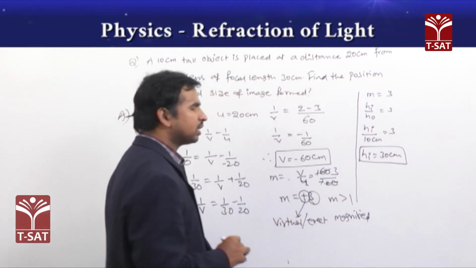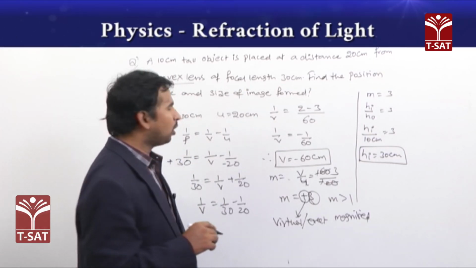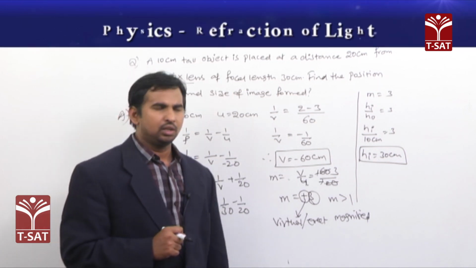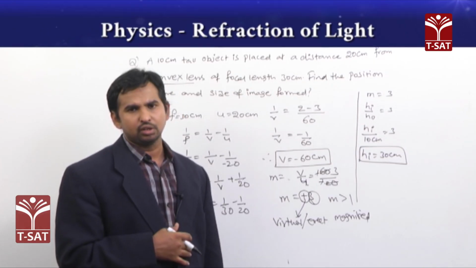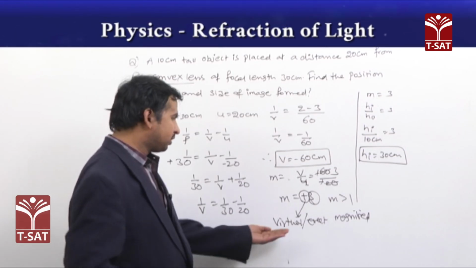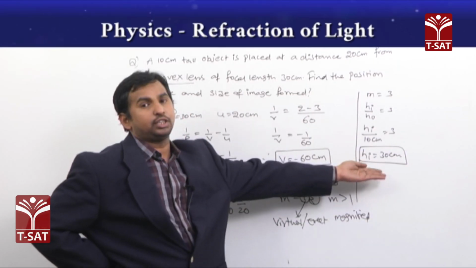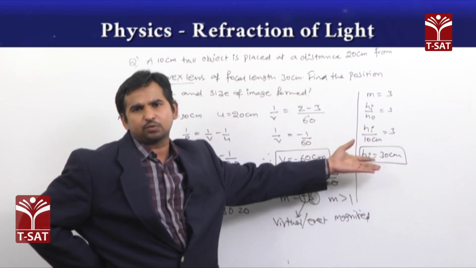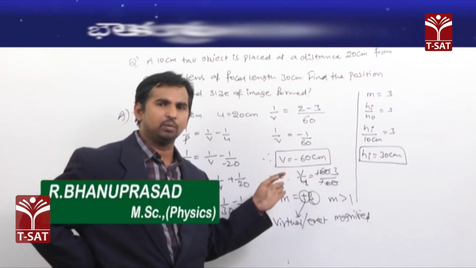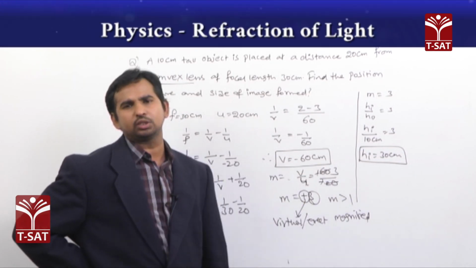So the height of the image formed here is equal to 30 centimeters, whereas the object size is only 10 centimeters, so we are getting a magnified or enlarged image of 30 centimeters. Finally, the nature of the image formed here is virtual, erect and magnified, with magnification 3 times, which is why the size of the image formed is 30 centimeters. And the position of the image is on the same side as the object, as we are getting minus 60 centimeters.